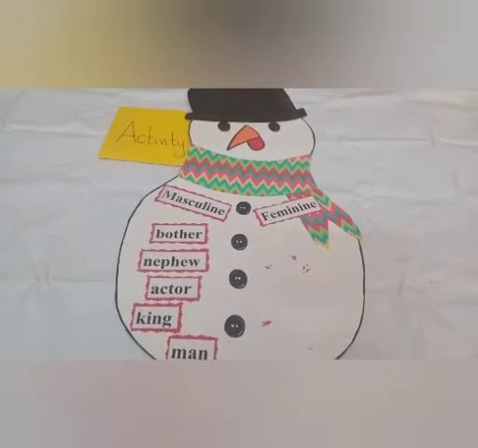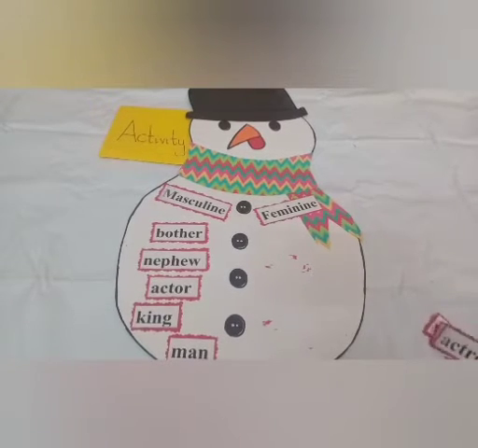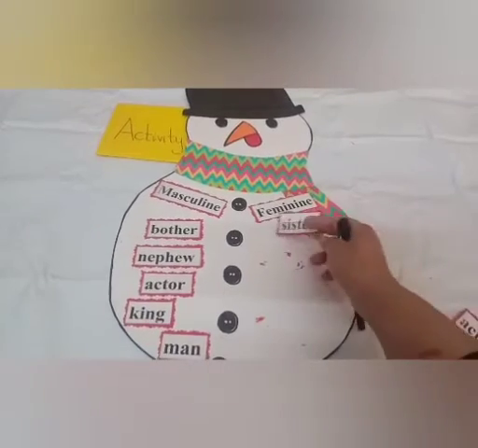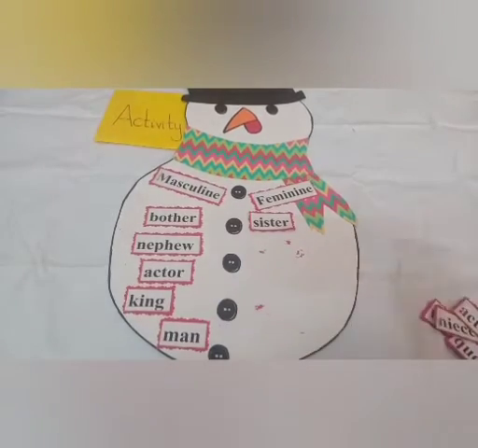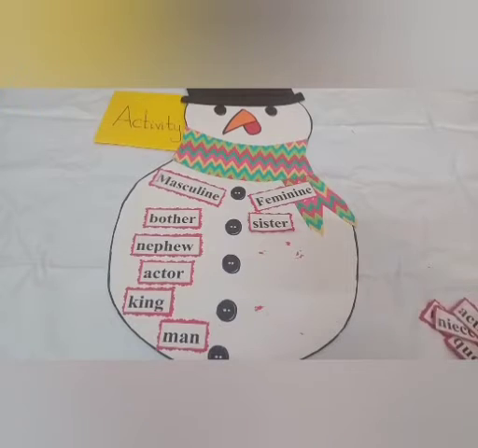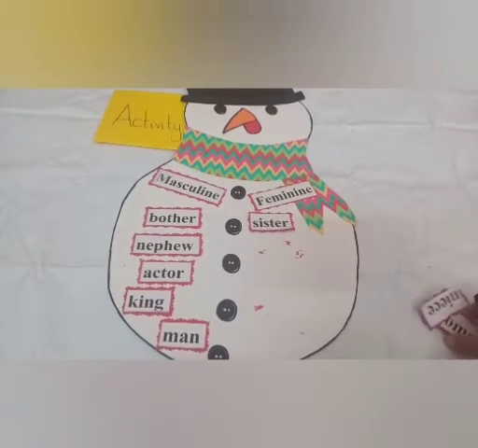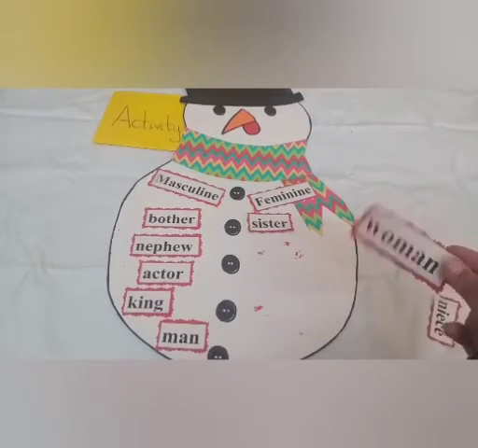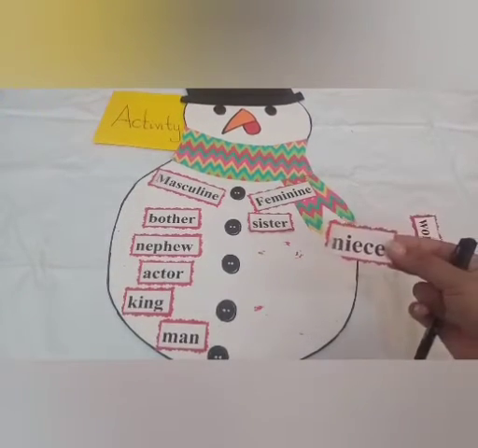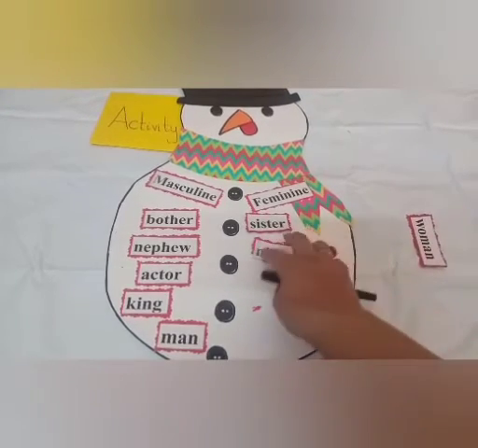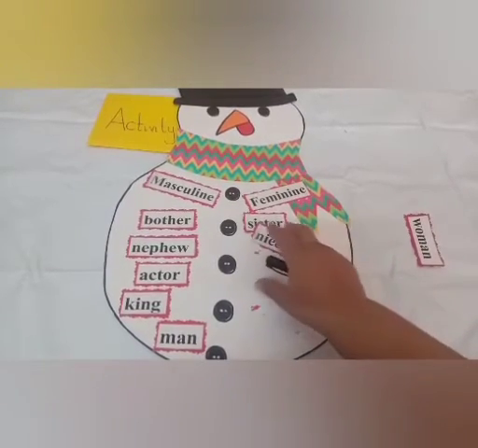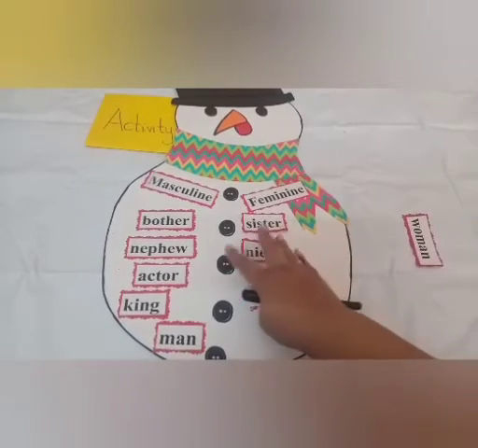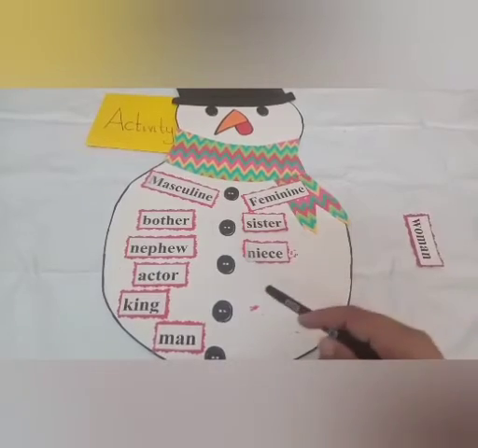Brother. What is the feminine of brother? Yes, the feminine of brother is sister. So paste sister here. Which word is this? Nephew. And what is the feminine of nephew? Woman? The feminine of nephew is woman? No, no, no. Niece. Yes, the feminine of nephew is niece. So we paste niece here.